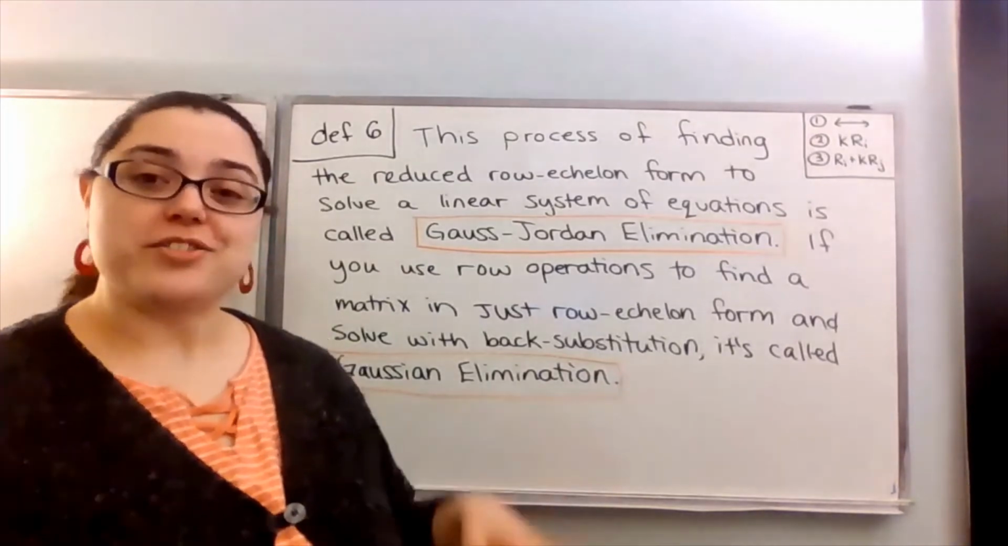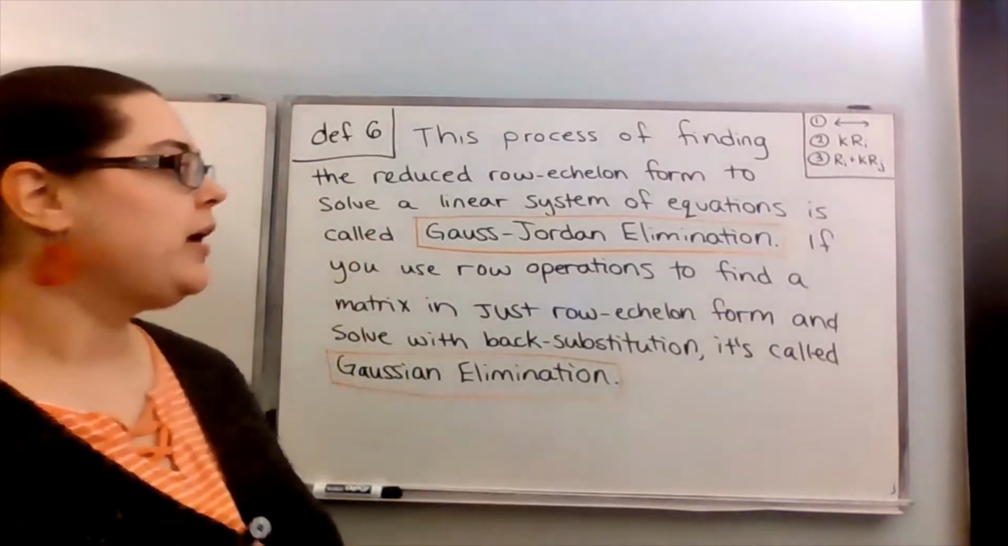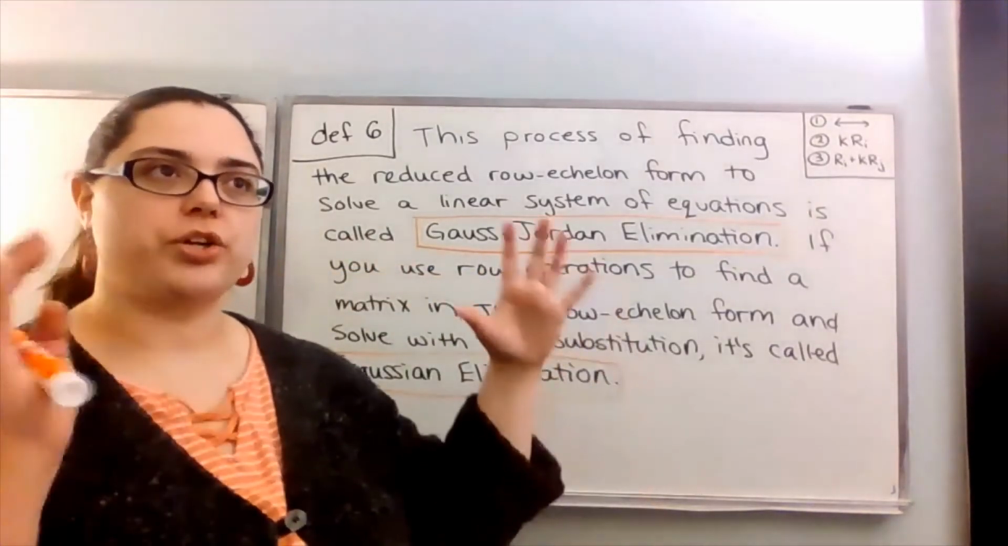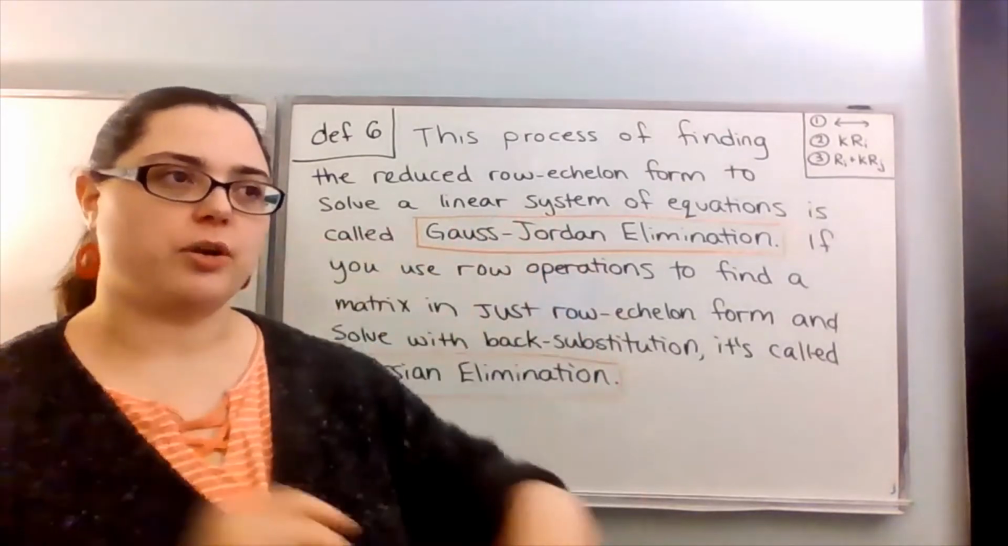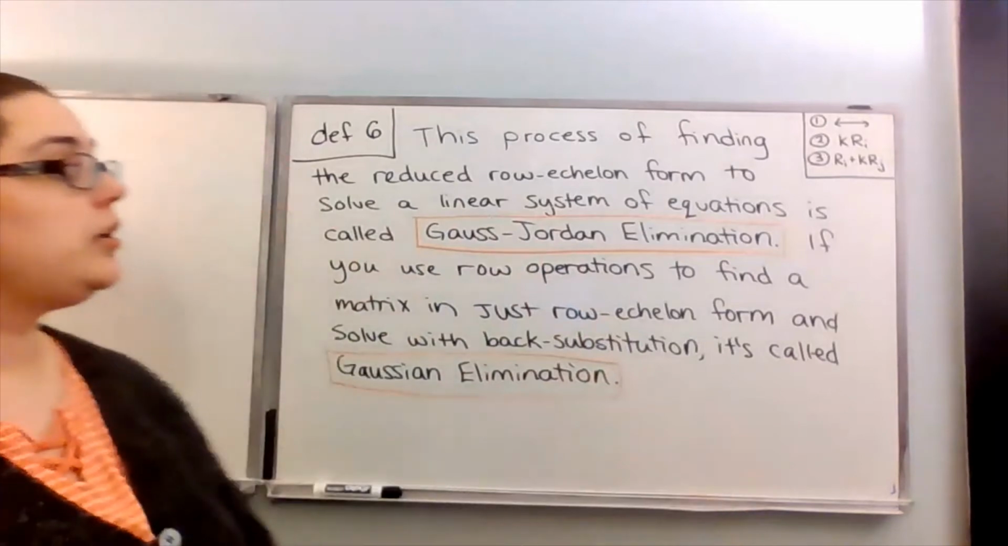So what's the difference between these 2 processes, right? Gauss-Jordan elimination is what we just did in that last example. We took our augmented matrix and we used our row operations to reduce it to reduced row echelon form.